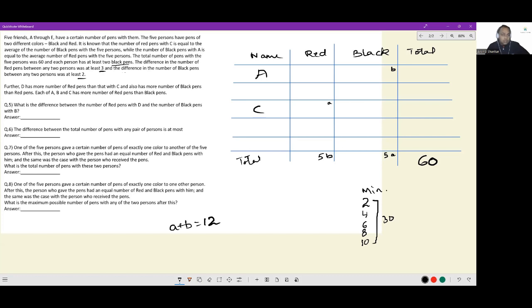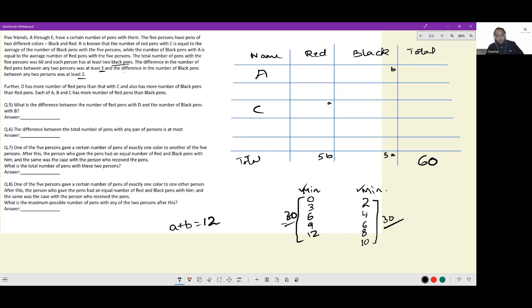We were also told the difference in the number of red pens between any 2 persons was at least 3. So even if I were to check up the min case for red, I will have 0, 3, 6, 9, and 12. Again, this adds up to 30. Pay attention, we have only checked the minimum case, and invariably, only at the minimum case will you get a summation equal to 60. Even if you were to increase it by 1 at any of these numbers, your total count of pens will exceed 60, which is in violation of the question.